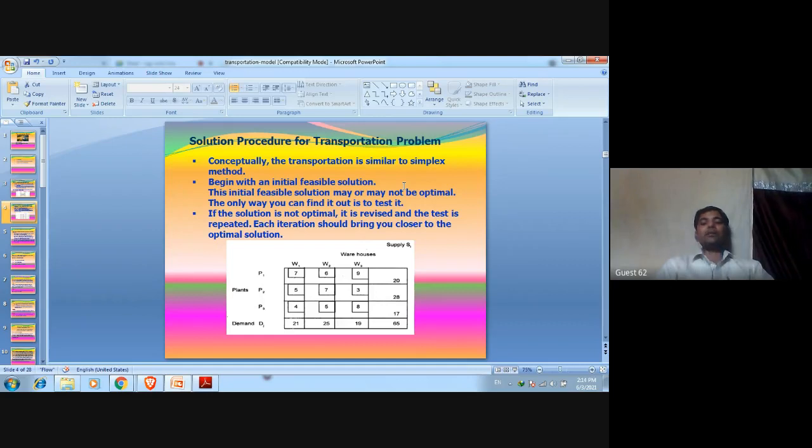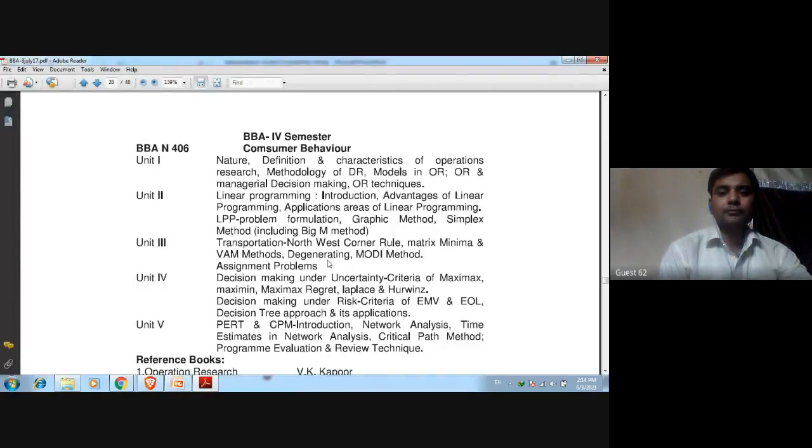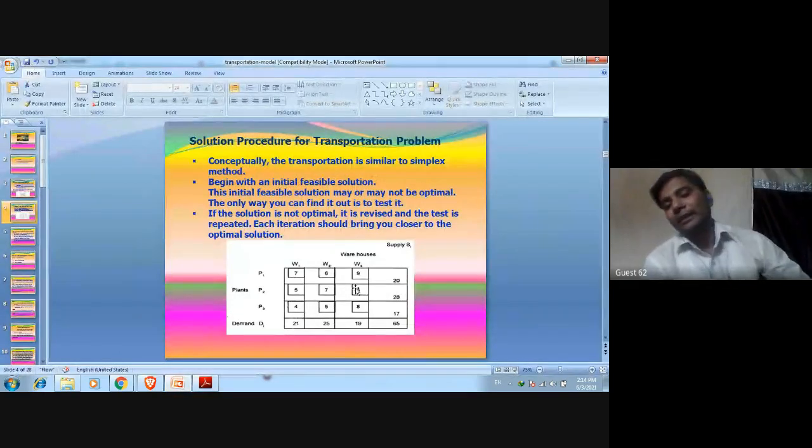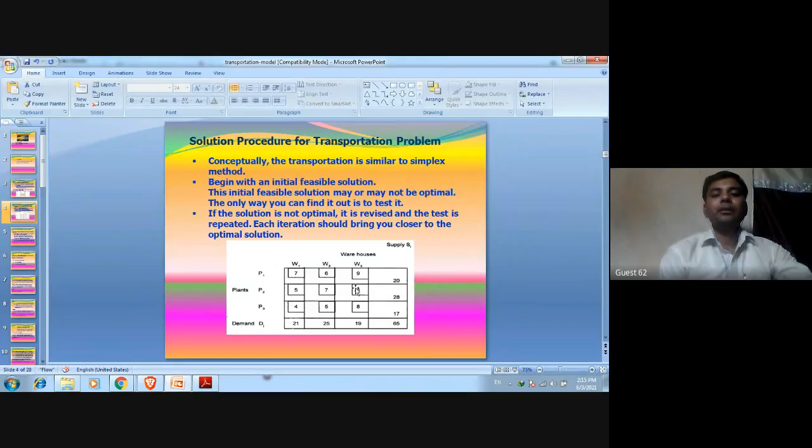In your syllabus, I think we have only one test, that is the modification method. Let us see. Yeah, we have the degeneracy method and the MODI method. MODI means modification method. So we will try to get the optimal solution by applying these tests, and we will apply these tests until we get the optimal solution.